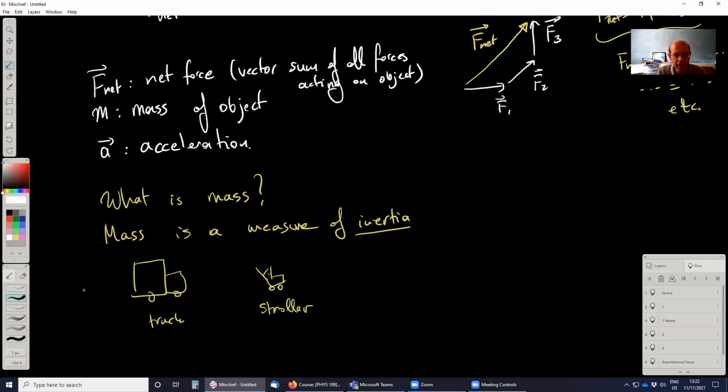Suppose that you apply the same force on both of these objects. You apply a force F to the truck and the stroller at the same time, let's say. Which one has a bigger acceleration? We know that the stroller has a bigger acceleration. Therefore, the kinematic state, the velocity of the stroller, changes easily. That means this one has a smaller inertia, let's say less inertia.